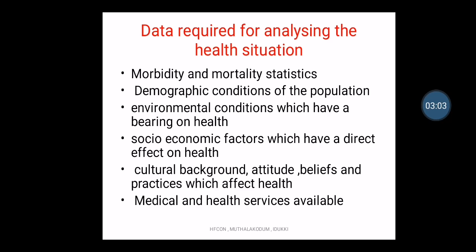Not only that, this is about composition. Then there is density of population: in which area more people are living together, how much density there is. Density means in 1 square kilometer how many people are living together. We all know that urban areas have more density compared to rural areas. So demographic conditions of the population we should know, then only we will be able to see the health situation.